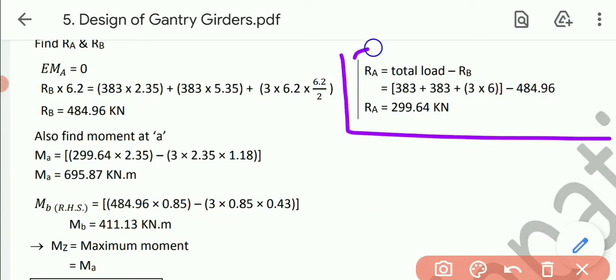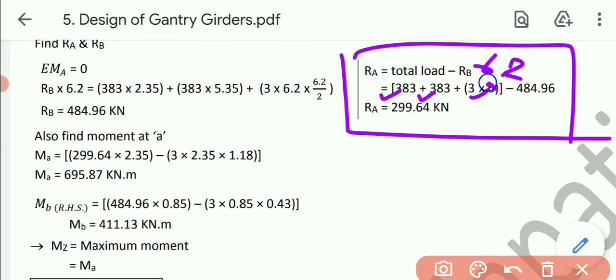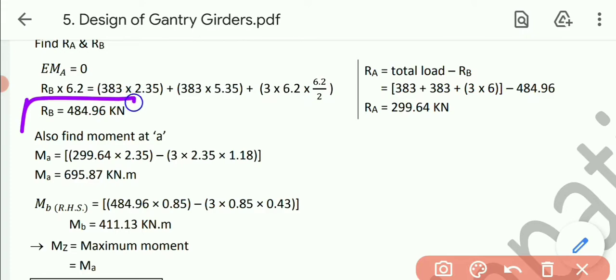See, total load 383 plus 383, then UDL 3 into 6.2, again there is a printing mistake, minus our reaction 484.96, so I will get the value of RA from this, 299.64 kilonewton. So we have got the value of RB as well as RA.